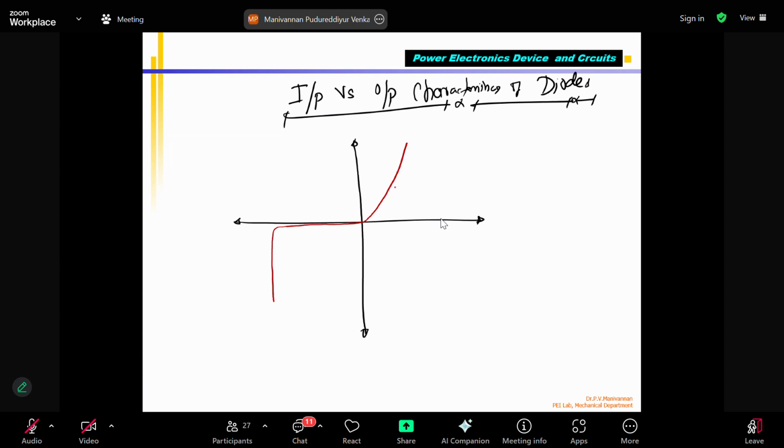Nothing more than that. Okay, so this is called the input output characteristic of a diode. The x-axis is voltage, Vs, the supply voltage. This is 0. This is the positive side. This is the negative voltage side. The y-axis is the current ID. This is 0. This is the positive side. This is the negative side. Okay, so now this region is called the forward bias region.